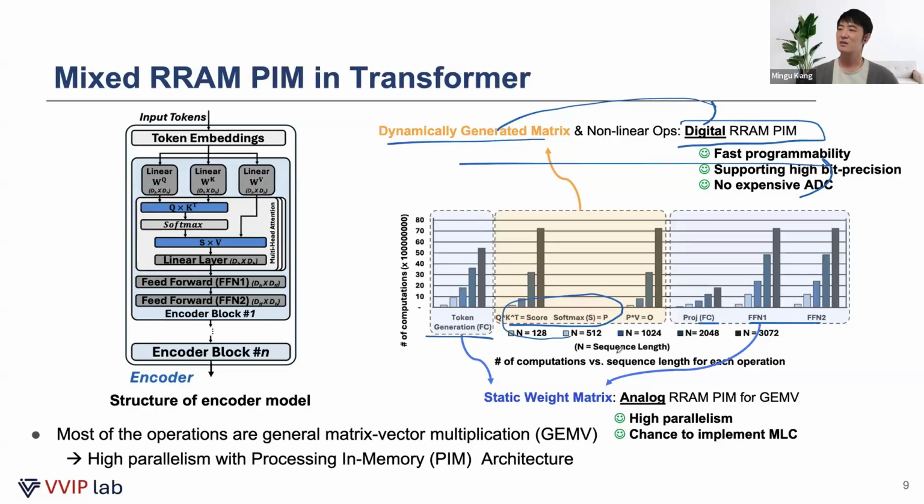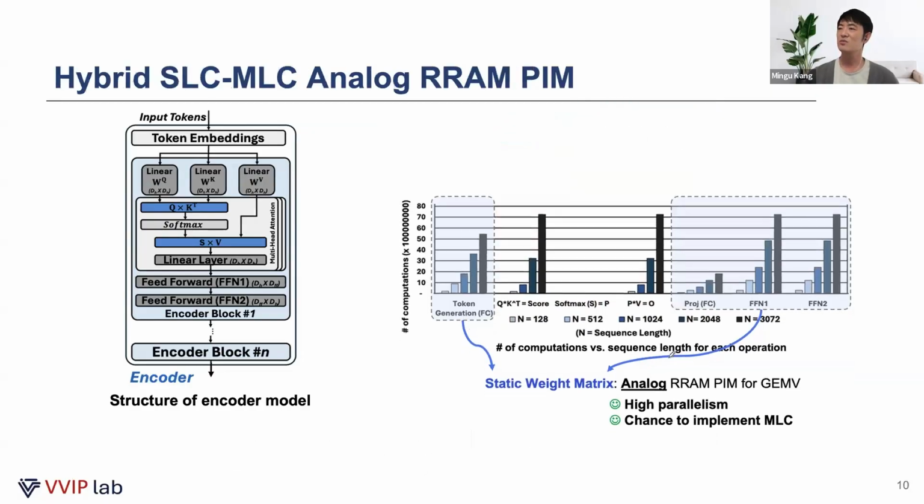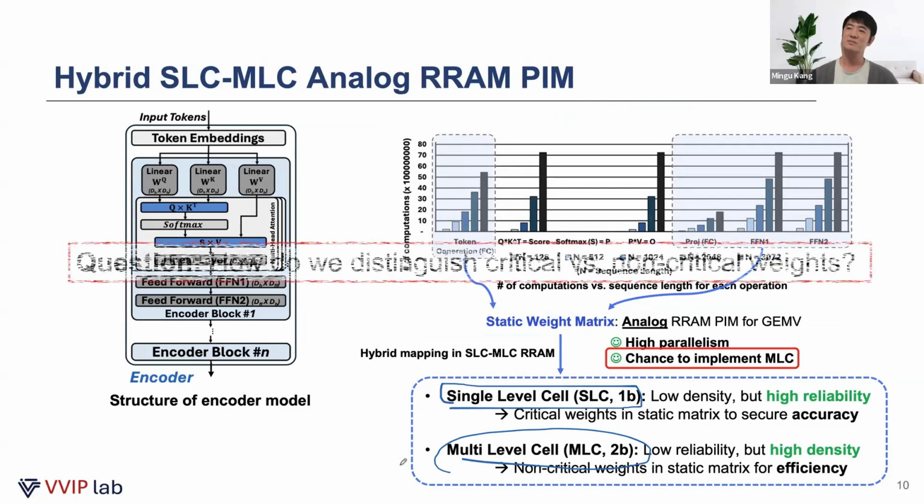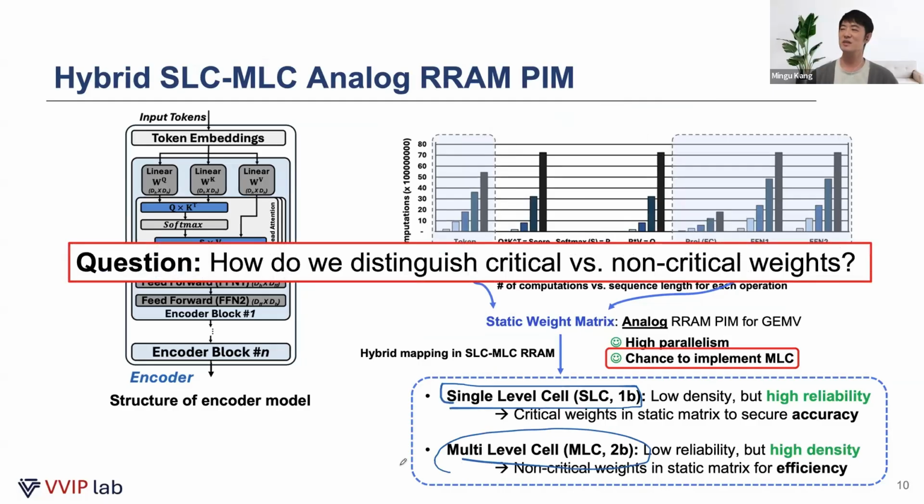On the other hand, for the static weights, if we zoom in, we want to leverage MLC as much as possible, but only for the less critical part. To maintain accuracy for the key part, we are going to apply single level cell. But now there is a key problem. How do we distinguish critical versus non-critical, or tolerant and vulnerable, parts?